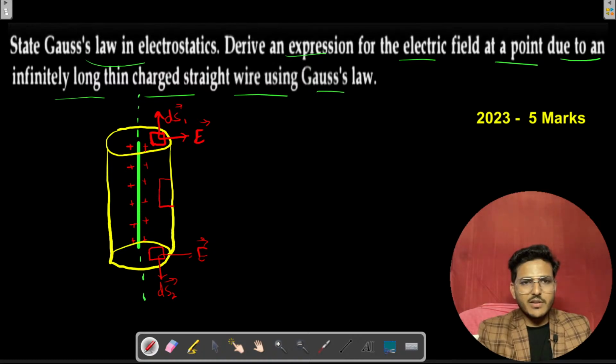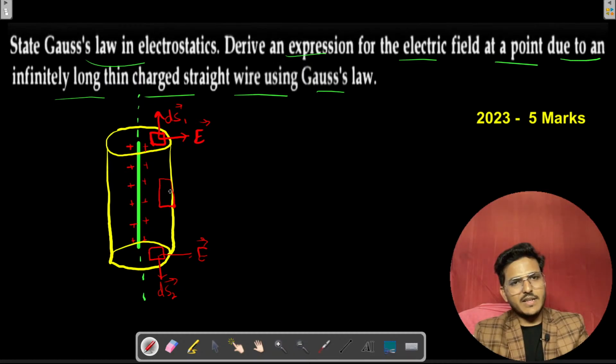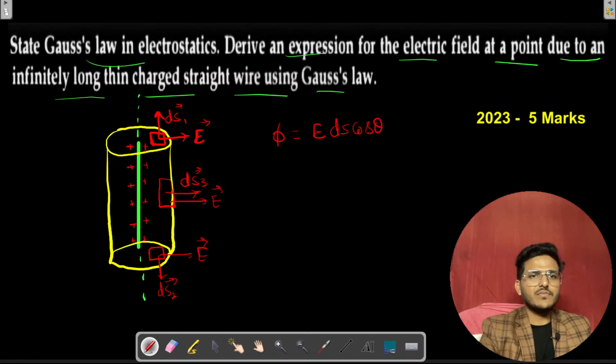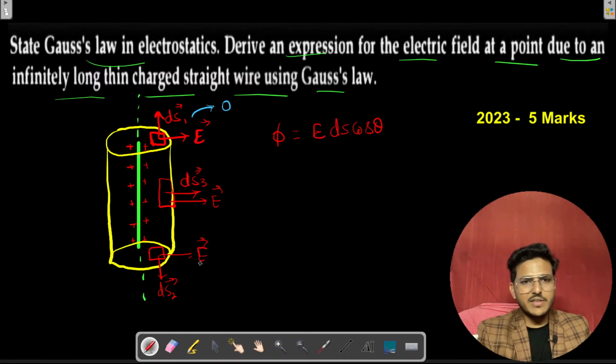Now, coming to another surface vector, that is ds3 vector and E vector, both are in the same direction. All right. As you know very well, phi is equal to what? This is E ds cos theta. So here this one is 0. Here phi is equal to 0. Phi 2 is also 0. Phi 1 is 0. Phi 2 is 0. Only I have phi 3.